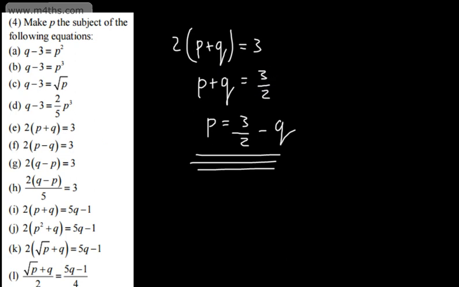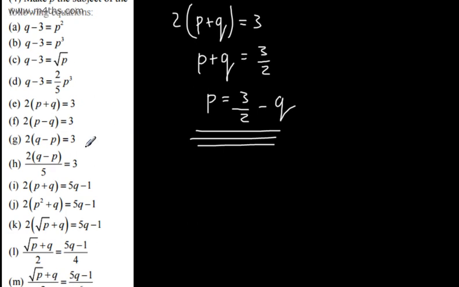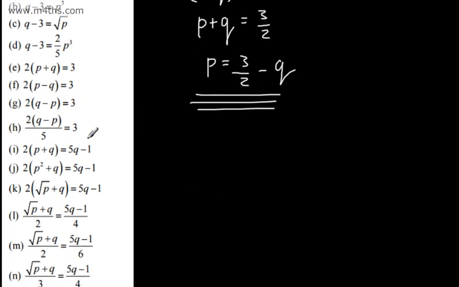Right, let's look at this one right here. We've got something very similar: two lots of (q minus p) divided by 5 is equal to 3. What you'll notice with this video and worksheet is that it builds on previous questions to iron out any misconceptions, by showing what you should do at each stage if you incorporate a new part to an equation.